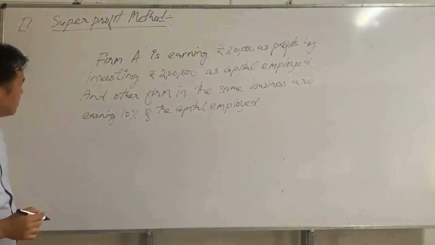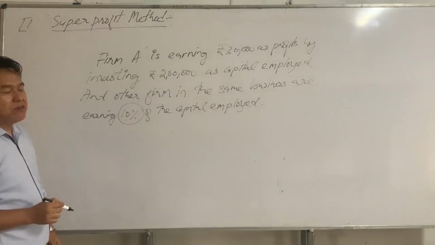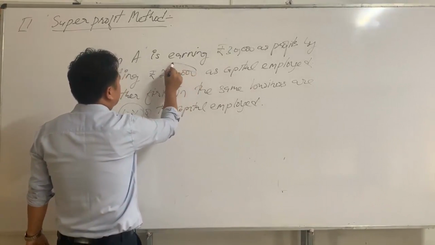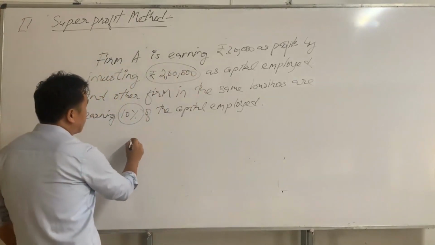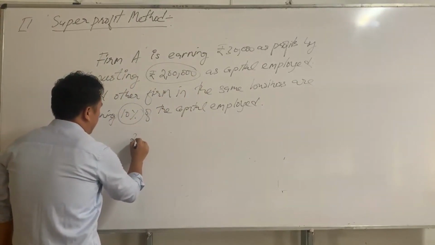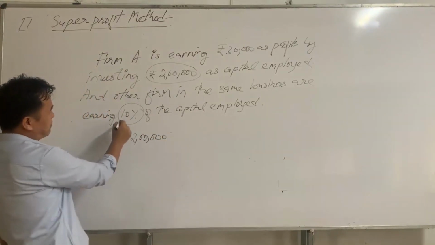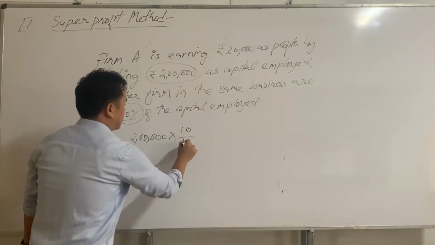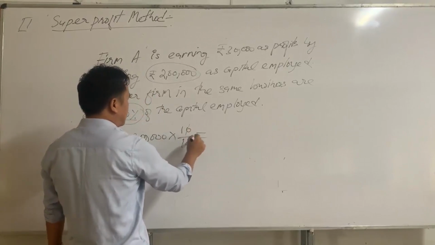So here the normal rate of return is 10% in the market, and the capital invested by firm A is 2 lakh. How much has A invested in the business? A has invested rupees 2 lakh. And what is the normal rate of return? The normal rate of return is 10%. So how much did we get here? If we cancel this, we will get how much?